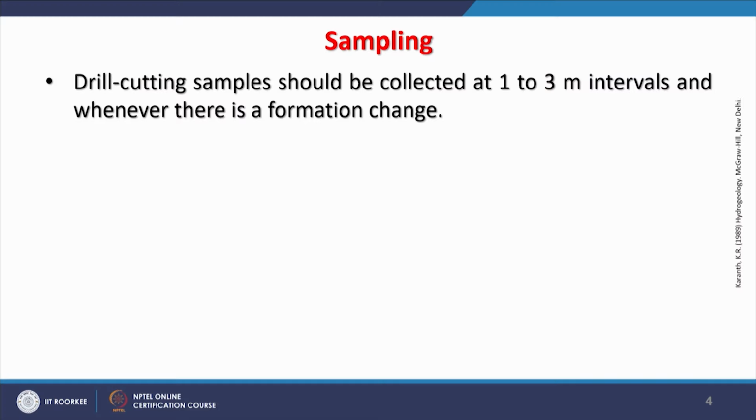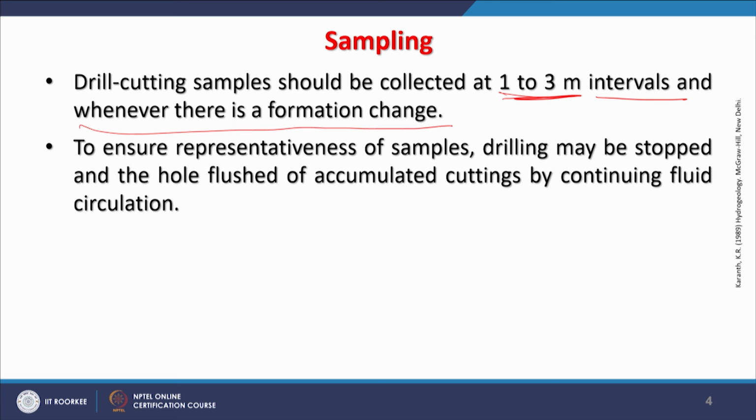Now, the cutting samples should be collected at every 1 to 3 meter intervals, and whenever there is a formation change. 1 to 3 meters, because these boxes are of that length generally. So, not after every inch of material or every piece of material, but at certain intervals of 1 to 3 meters, because we cannot keep and preserve each and every thing which is coming. Basically, we are looking for representative samples, and their depth is also recorded, and what kind of changes in the rock or formations are there, to ensure the representativeness of the sample.